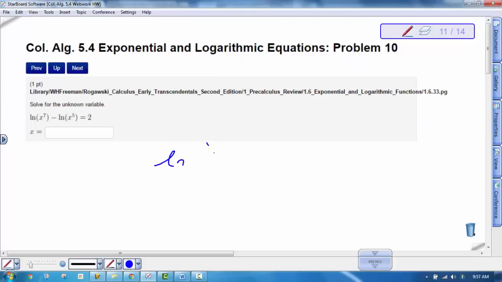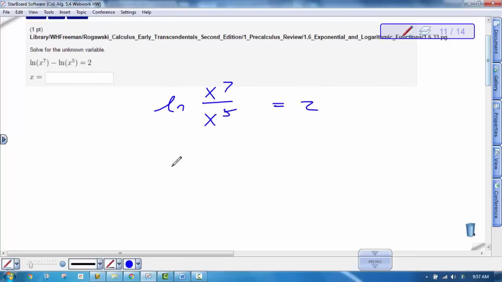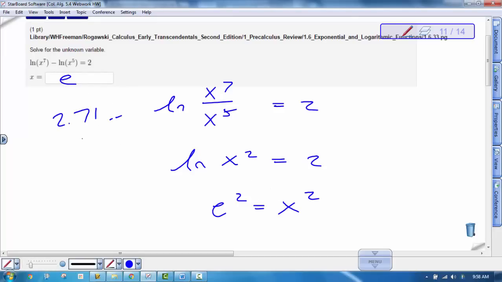Next problem, we can use our log property to write this as log of x to the 7th divided by x to the 5th equals 2, because the difference of two logs is the same as the log of a quotient. That's really the natural log of x squared equals 2, which is e to the 2 equals x squared if you change it to exponential form. So it's not hard to see that x is e, which you could probably enter in just like that, or do it in your calculator and it's 2.71, whatever.